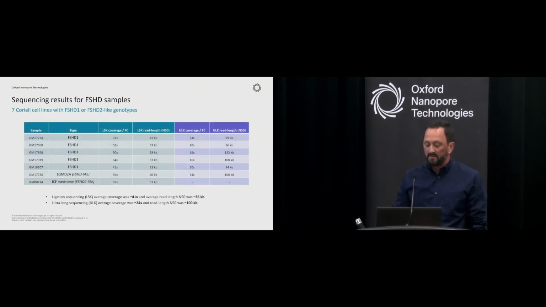and then we can go and do our downstream data analysis. This is just a summary of what the sequencing data looks like. So on average from our LSK sequencing, that's in blue, that gives us about 30 to 40x coverage per flow cell, and we get read lengths in the 30 to 40 kilobase range. So that's average read length. And then the ULK is shown in purple, we get about 20 to 30x coverage, so not quite as high, but the reads are a lot longer. Those are 100 kb plus, up to 122 kb for one sample on average read lengths.